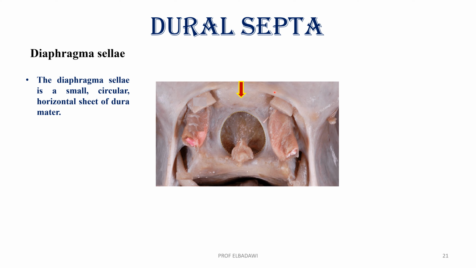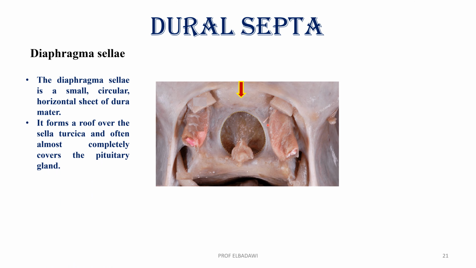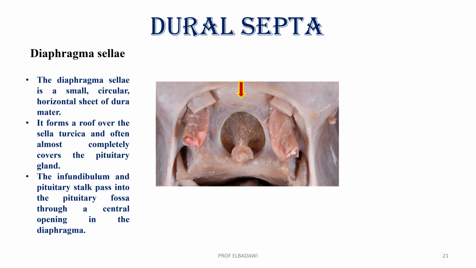That is the diaphragma sellae here, seen from above. You can see the boundaries of the sella turcica. That is the pituitary gland with the infundibulum bulging through an opening within the diaphragma sellae. That is the diaphragma sellae here, a small circular part of the dura forming the roof of the sella turcica, roofing the pituitary and almost completely covering the pituitary gland. The infundibulum, the pituitary stalk, passes through an opening or a hole in the upper surface.